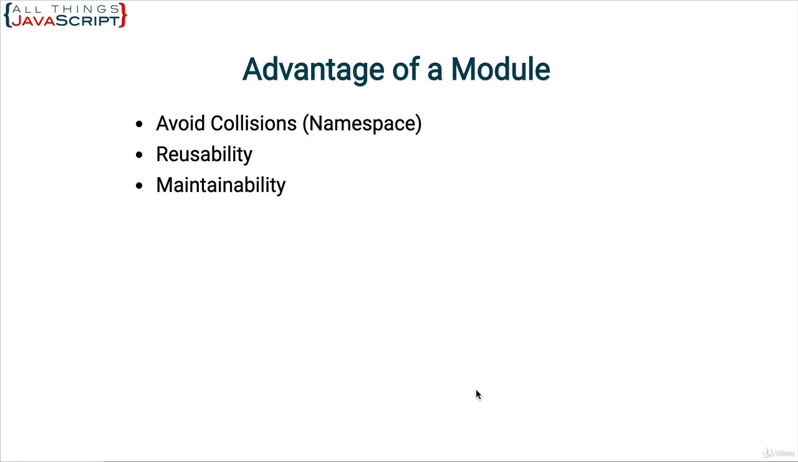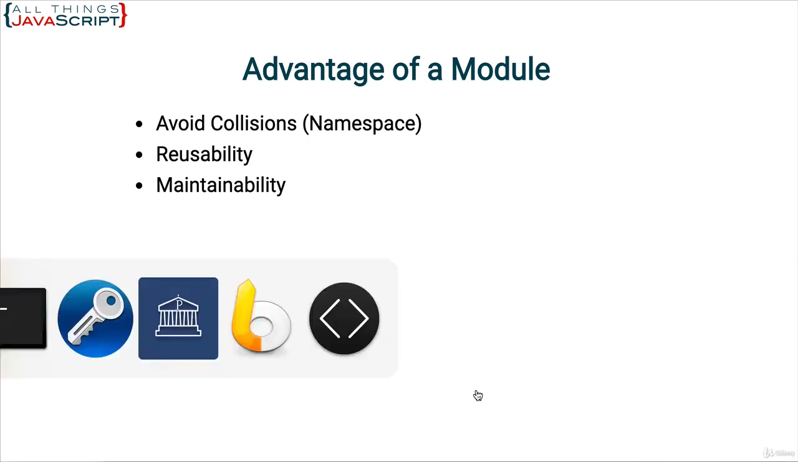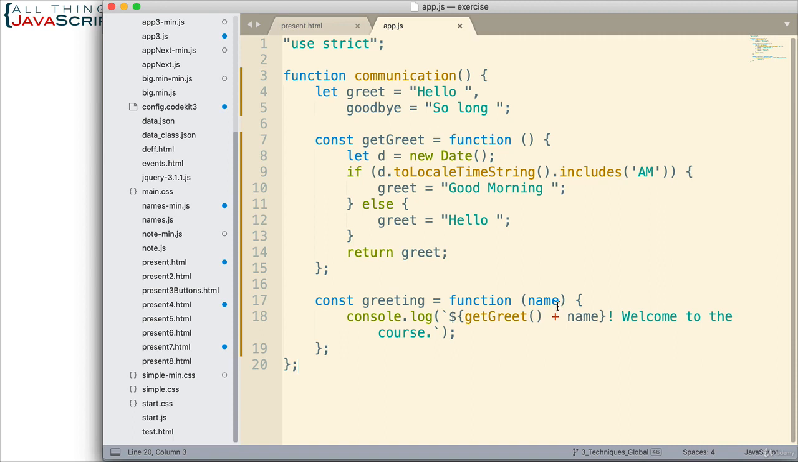So first, we're going to take a look at some code that I've set up already so that you don't have to watch me type it in. I've created a function. Communication is what I've named this function. Inside of it, I've created two variables, a greet variable and a goodbye variable. So the idea is that this module is going to handle communication. And right now, all we're dealing with is greetings. So we have a greet and a goodbye variable. And then down here, we have a function that displays a greeting. It uses a string template to put the greeting together and display it to the console.